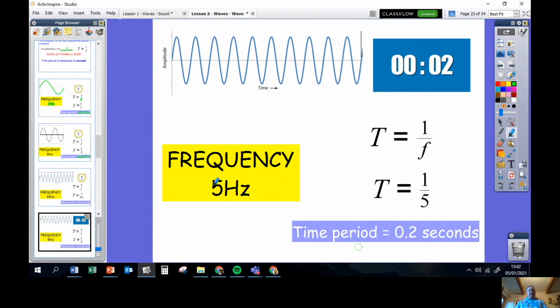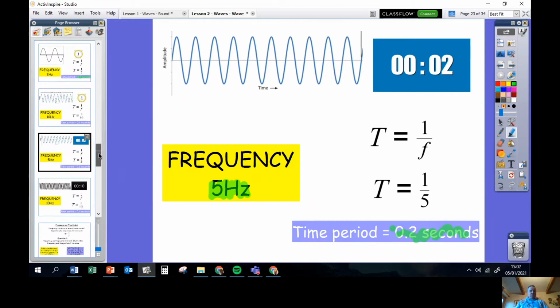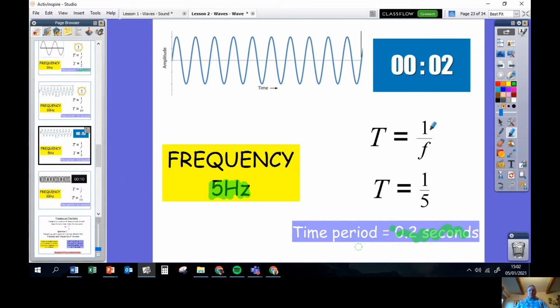What if the frequency was 5 hertz? 5 waves going past every second. Time period is 1 divided by frequency. 1 divided by 5 gives me 0.2 for my time period. Now, you don't have to remember this, time is 1 divided by frequency. That's going to be an equation you're given on the formula sheet.